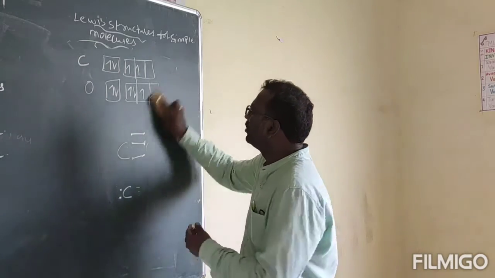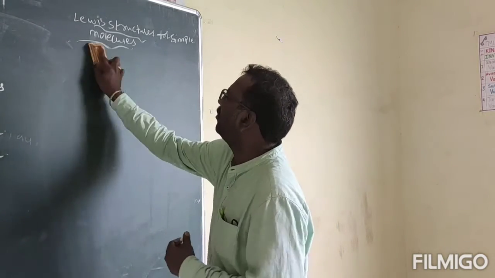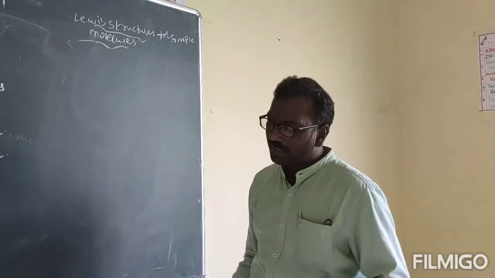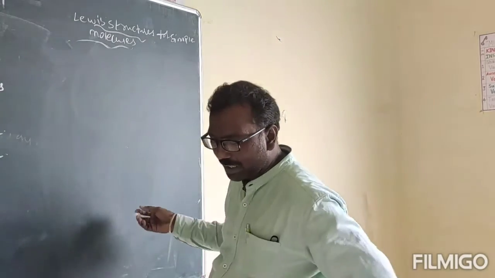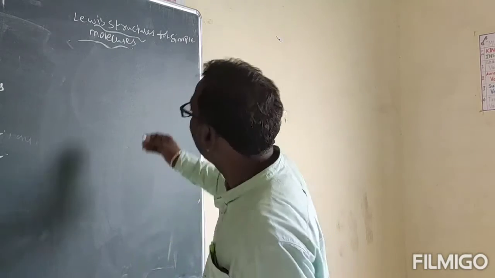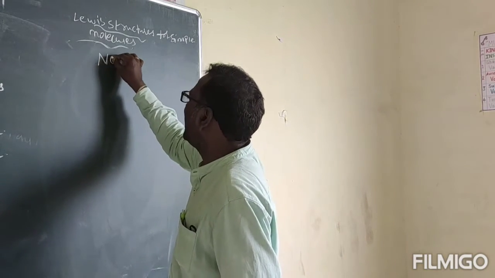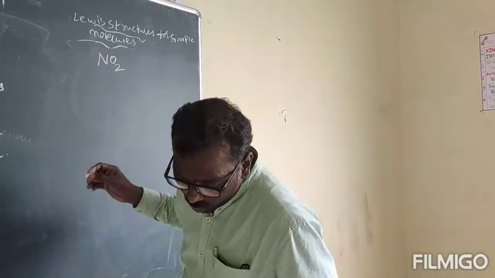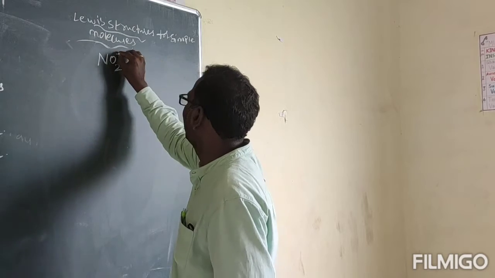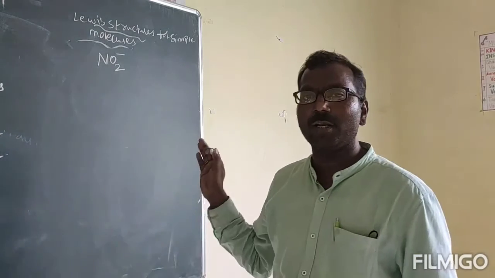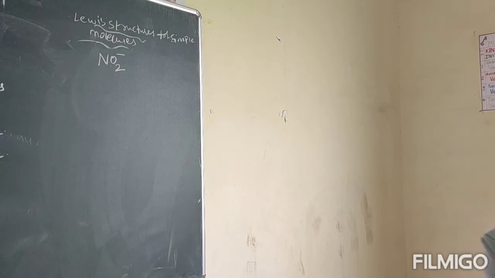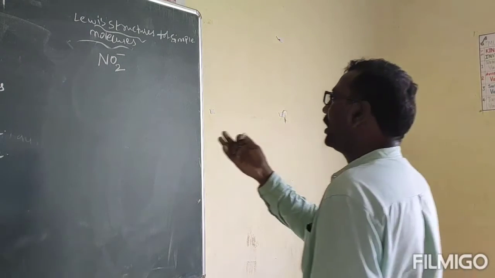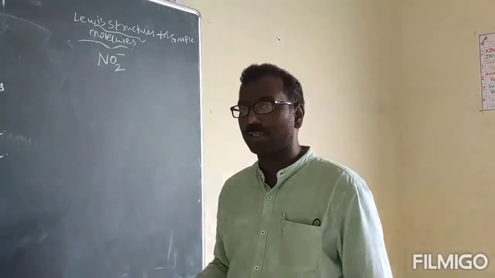Okay. Now this is about the molecule. Suppose an ion is given, then how will you count for that ion? Let us consider you have to draw the Lewis structure for the NO2 minus ion. How will you draw the structure? That is also important. Drawing the NO2 minus ion structure.